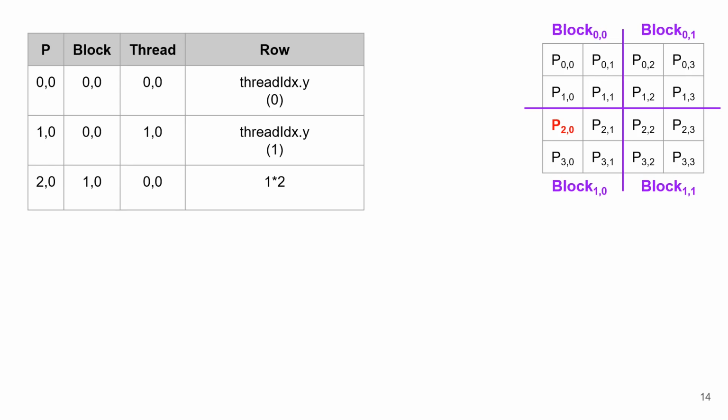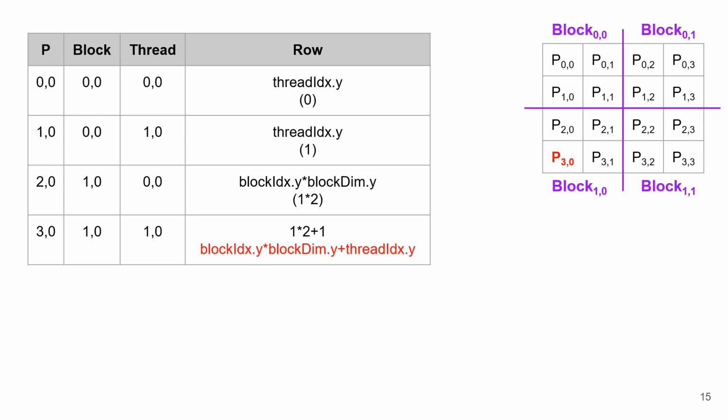Moving to P20, we see that the block number is 10 and the thread number is 00. If you look at the figure, moving one block down on the y-axis means passing the first two rows. So that resembles multiplying the block index on the y-axis by the block width on the y-axis. In CUDA, that is blockIdx.y multiplied by blockDim.y. And you can verify that 1 multiplied by 2 is 2, which shows the row number.